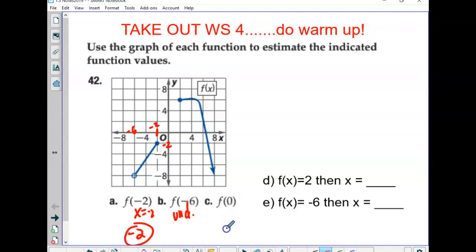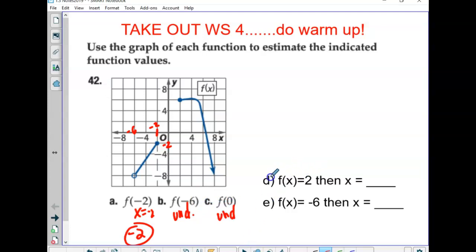f of 0. This is the one everybody messes up because they want to tell me it's like 5.9 or something over here. But f of 0 means when x equals 0, which is the y-axis. Is this thing ever crossing the y-axis? So this is also undefined for this particular graph.